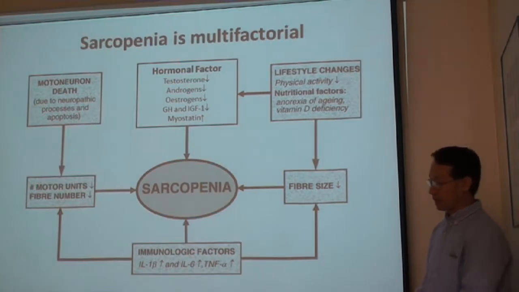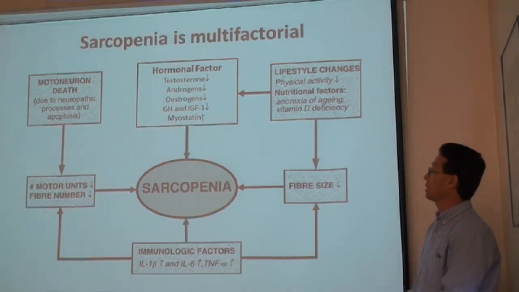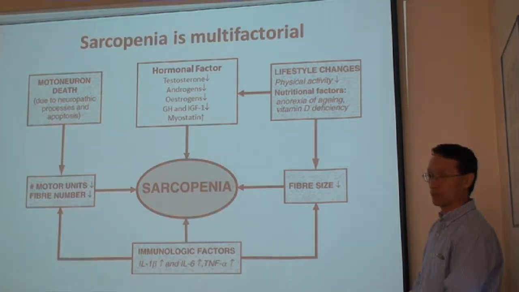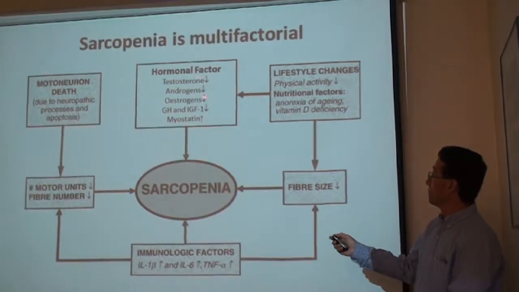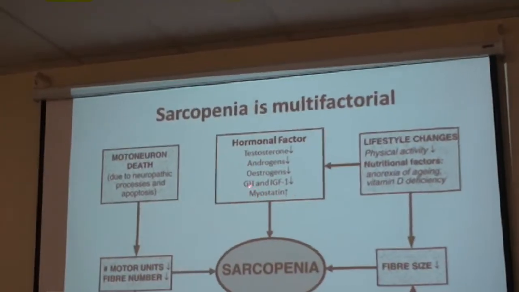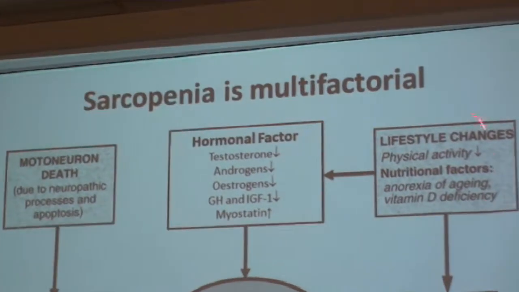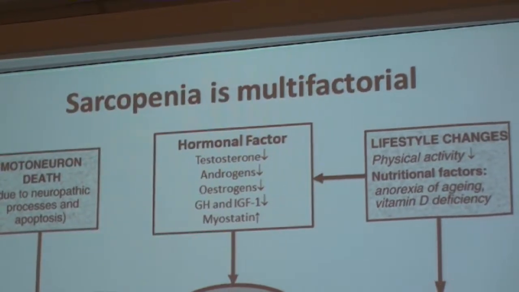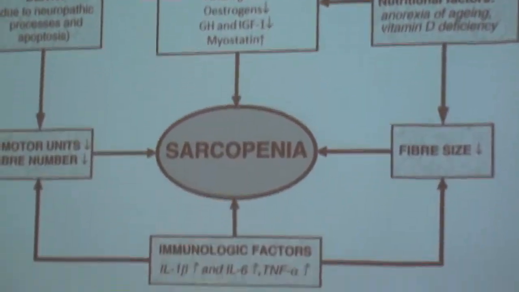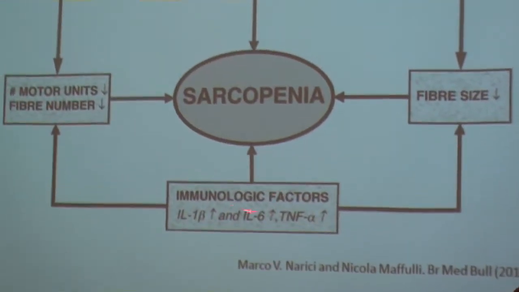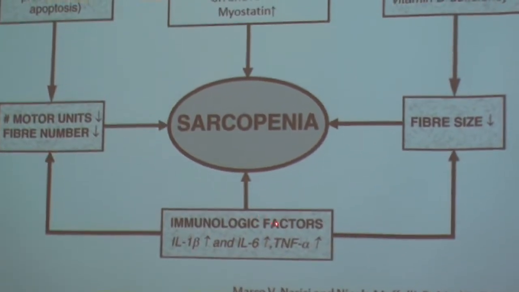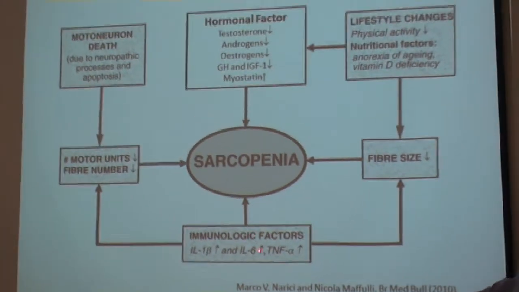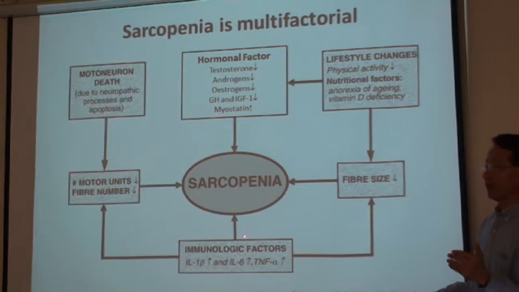As I mentioned earlier, sarcopenia is multifactorial. Here are most of the known factors that contribute to the onset and development of sarcopenia. They include hormonal changes: a decrease of growth hormones and an increase of other hormones, which leads to muscle atrophy. Then lifestyle changes, reduced activity, lead to fiber size decrease. Also immunological changes, mostly increased inflammatory factors, including IL-6, IL-1β, TNF-alpha. All this inflammation leads to muscle fiber death.